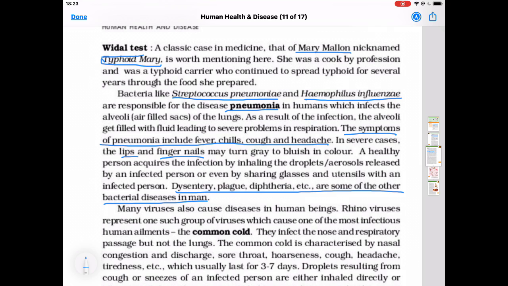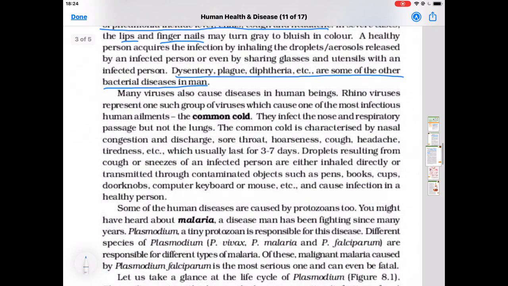Many viruses also cause diseases in human beings. Rhinovirus. So, next disease is common cold caused by rhinovirus. Write in your copy. They infect the nose and respiratory passage but not the lungs. So, the rhinovirus mainly affects the upper tract of the body.